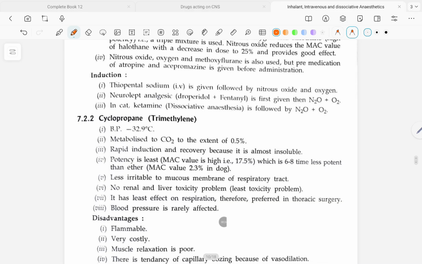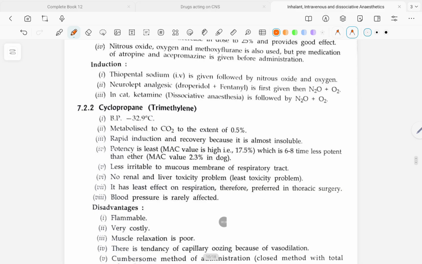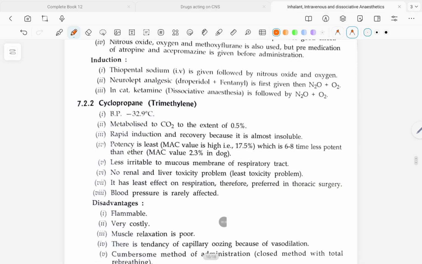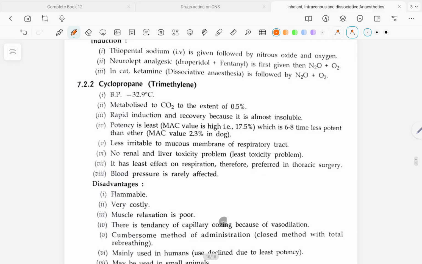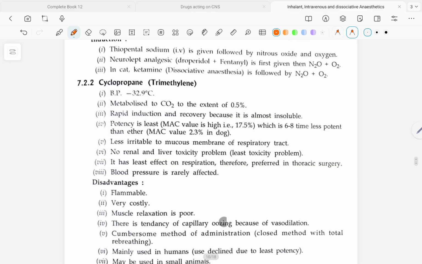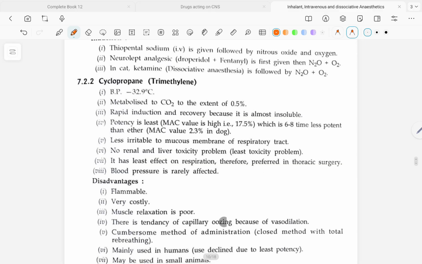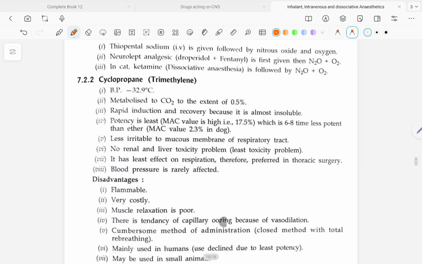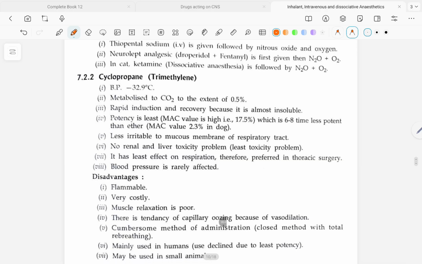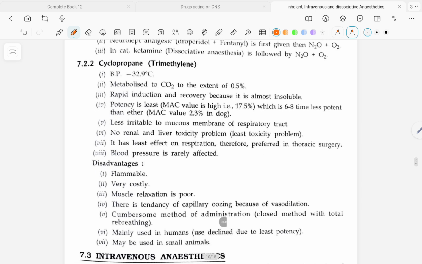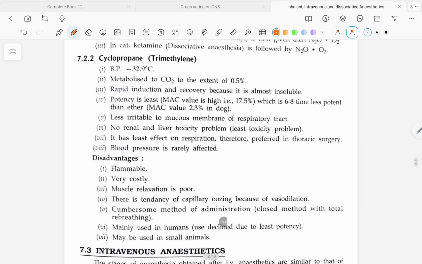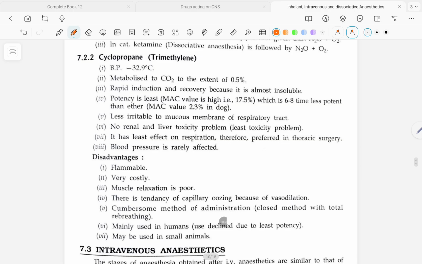Cyclopropane, trimethylene, boiling point 32.9 degrees Celsius, is metabolized to CO2 to the extent of 0.5%. Rapid induction and recovery because it is almost insoluble. Potency is least, MAC value is higher. Example, 70.5%, which is 6 to 8 times less potent than ether. MAC value is 2.3% in dog.